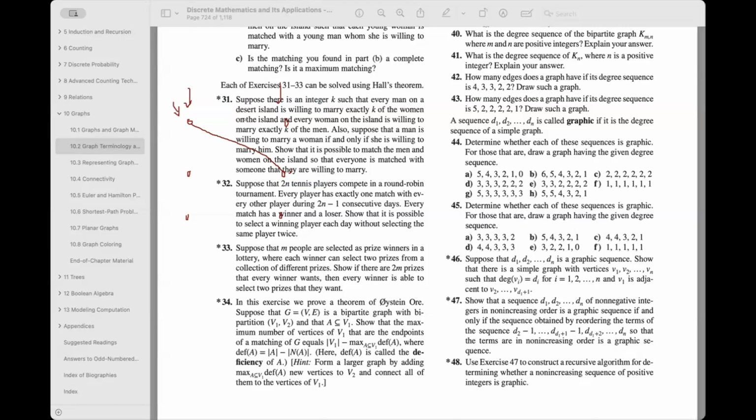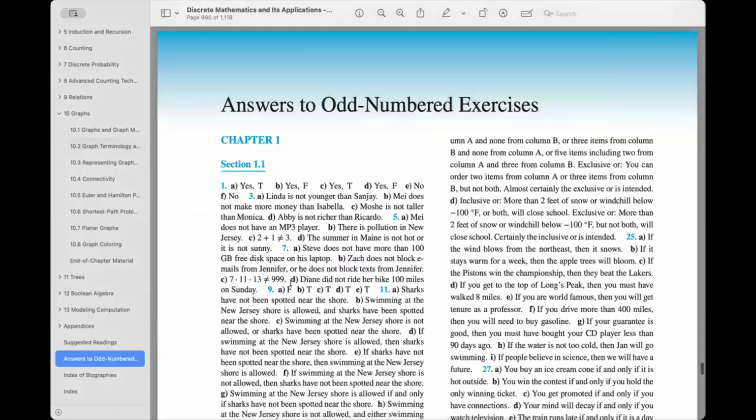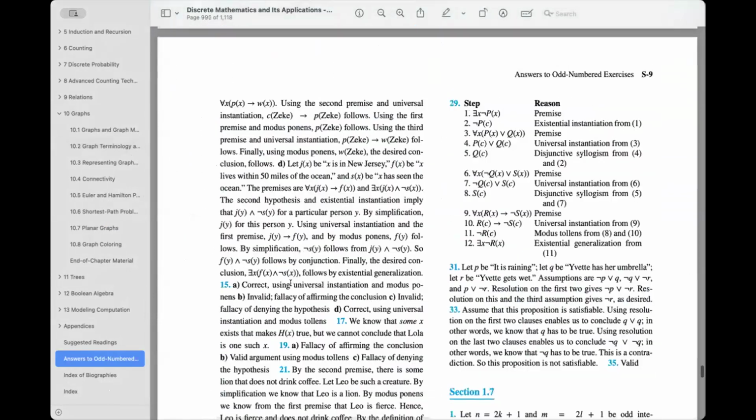I think the question is also saying that you just have to show that it's a possibility. So if there are equal numbers of men and women, then it's always going to be possible to make a matching for both groups. I'm pretty sure Rosen has answers for this. It's an odd number, so I'll just look this up. Yeah, sorry for the delay.